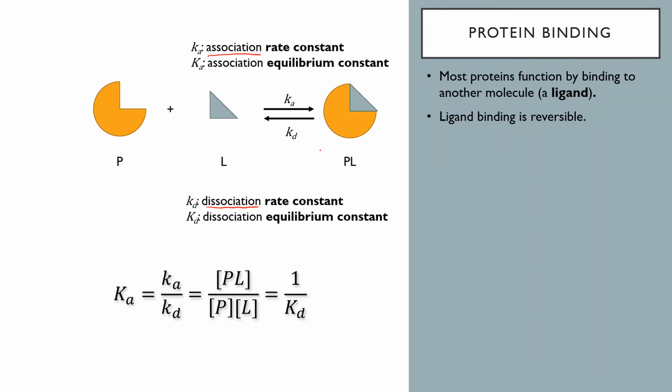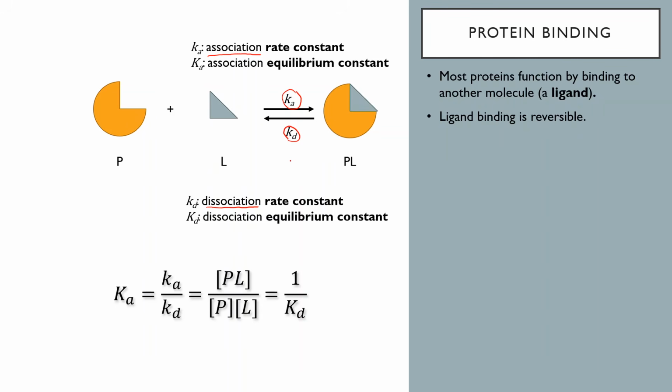And so each of those processes has a rate constant, because again they're just like any other chemical reaction. The association rate constant, little k_a, just describes how quickly the protein and ligand, when they're mixed together, form the protein-ligand complex. And then the dissociation rate constant, little k_d, is the rate constant associated with the reverse, the dissociation of the protein and the ligand.